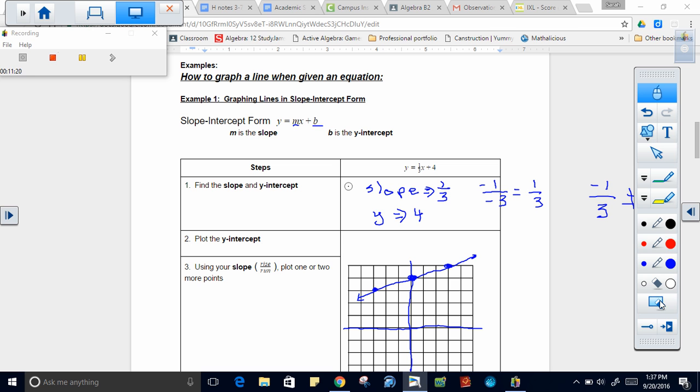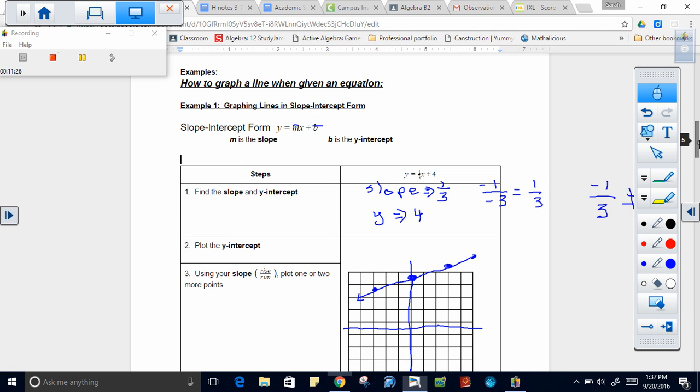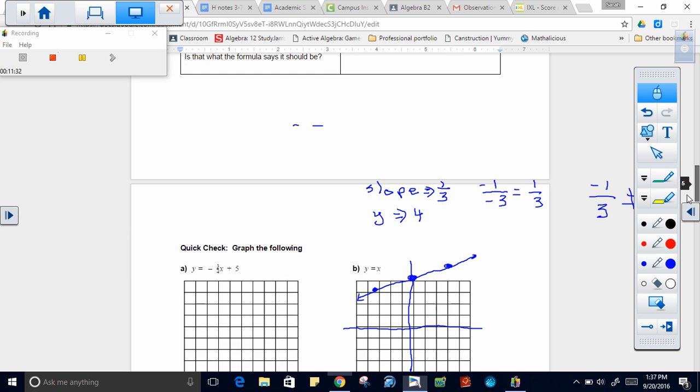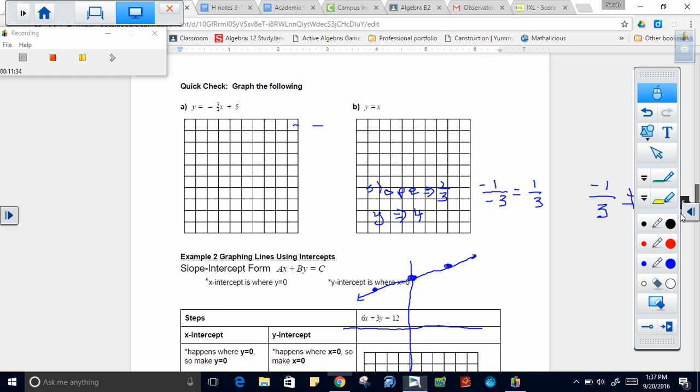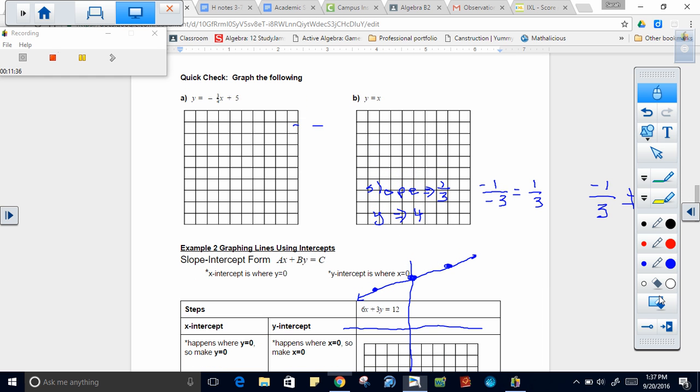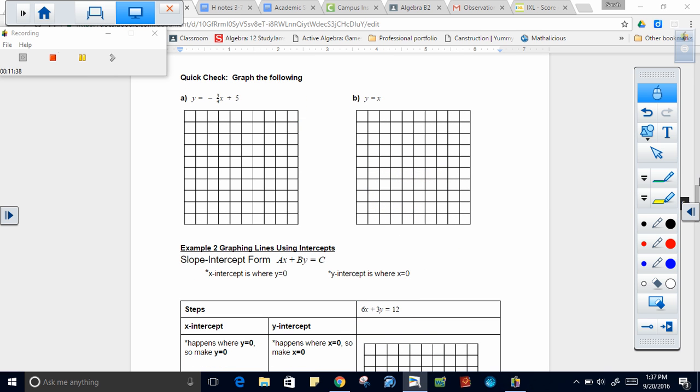Okay, so if we keep going on these notes, take a second and do the quick check that follows and see if you get the same answers as I do. So pause your video.